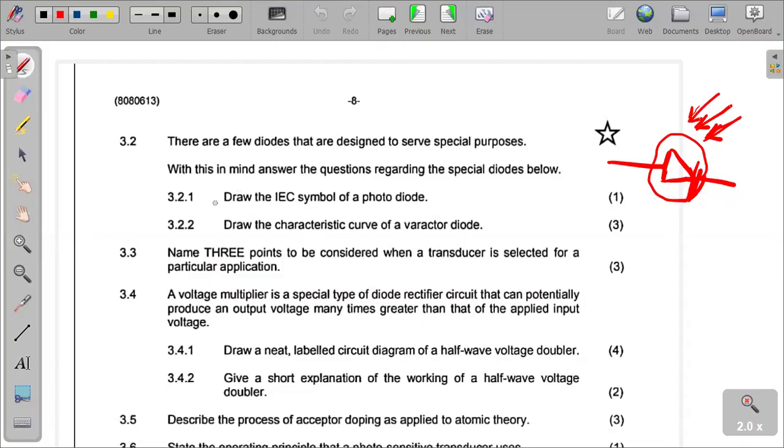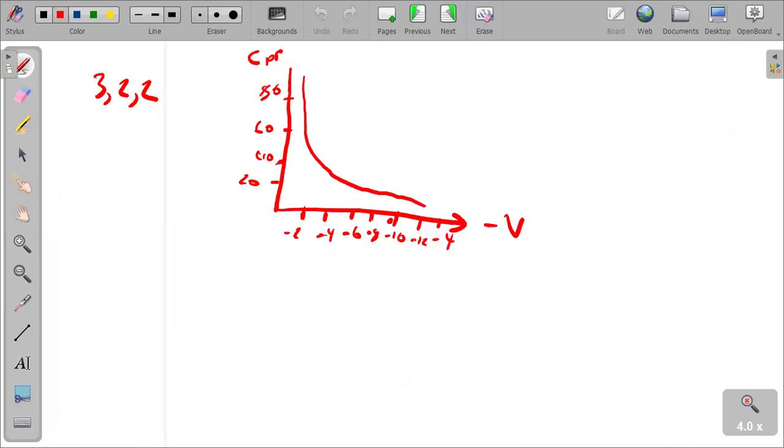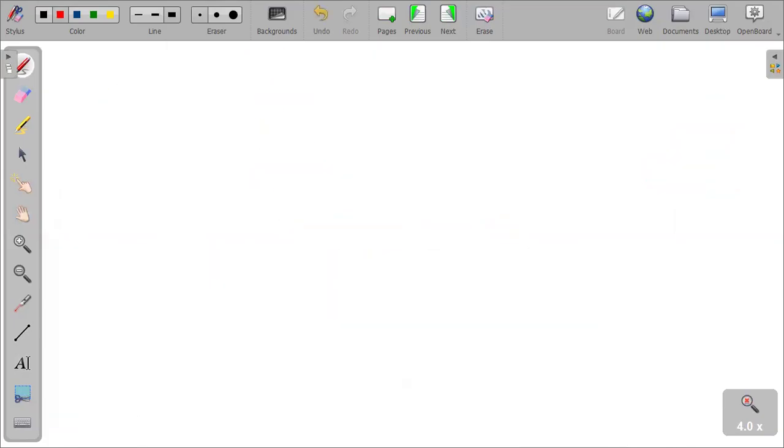3.4, a voltage multiplier is a special type of diode rectifier circuit that can potentially produce an output voltage many times greater than that of the applied input voltage. Draw a neat labeled half-wave voltage doubler, right? So that's how it looks. So I'm going to draw it here. I'll just quickly erase my board.